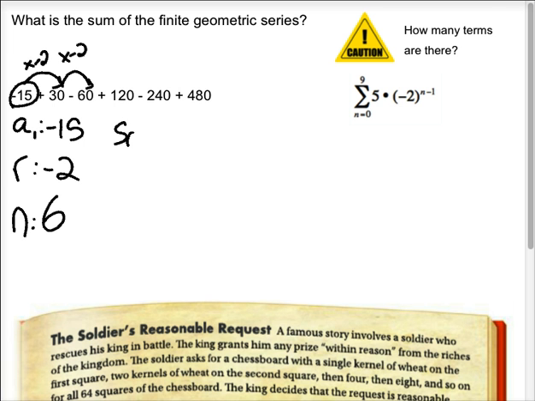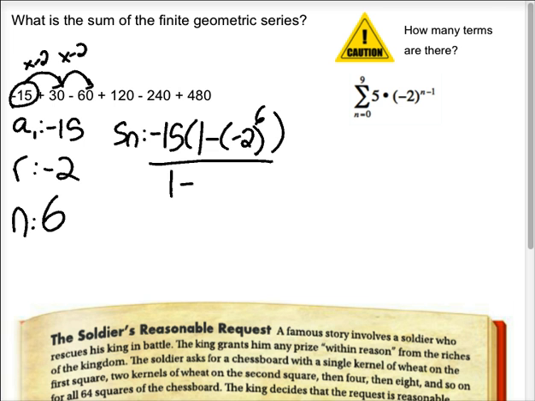So let's plug it into that formula now. So A1, -15, times 1 minus R to the n power. Now again, make sure you are using these parentheses appropriately. Then over 1 minus R. All right, so again here, be very, very careful with how you're typing in these problems. Make sure you use both of those parentheses. And again, my advice, have the calculator out in front of you to make sure you are doing this right.